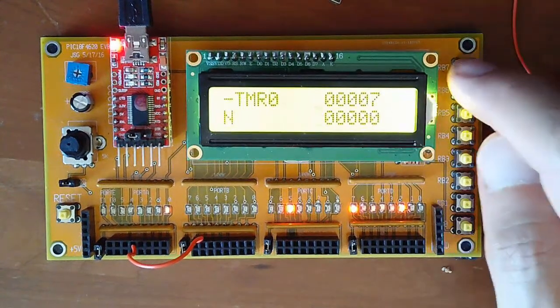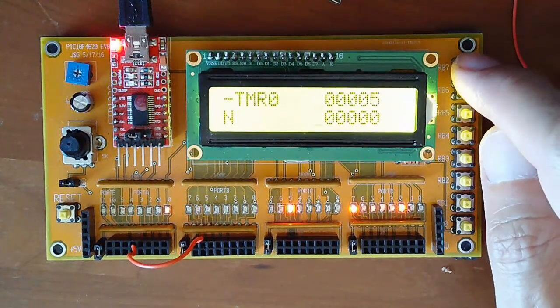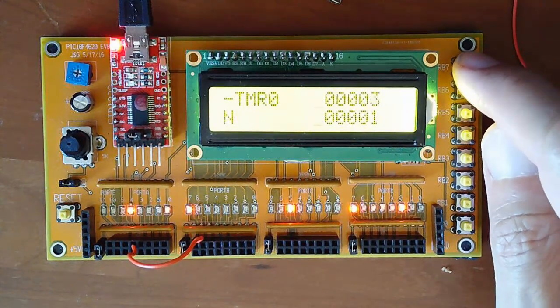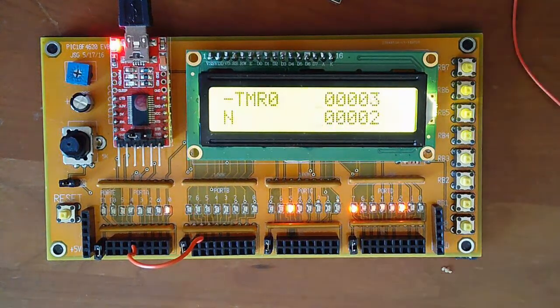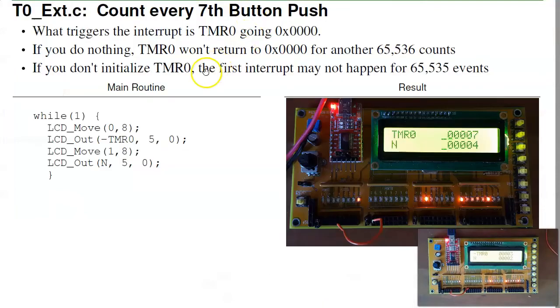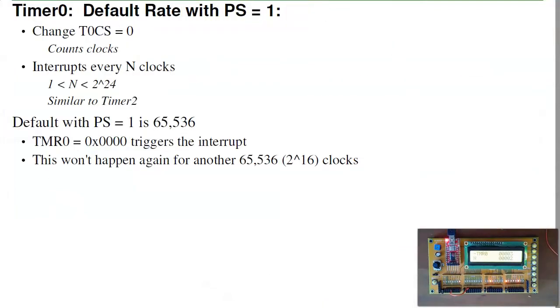I'm displaying minus timer 0. Here's minus 6. As soon as I interrupt, I go back to minus 7. Otherwise, I have to hit the button 65,000 times. So that's external events, one option with timer 0. There's other things you can do.